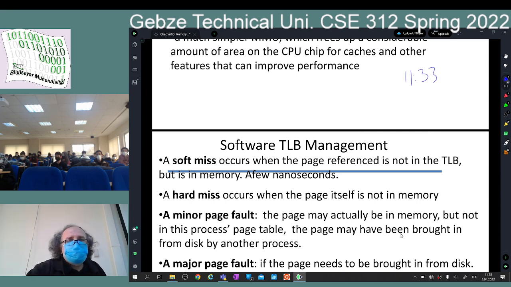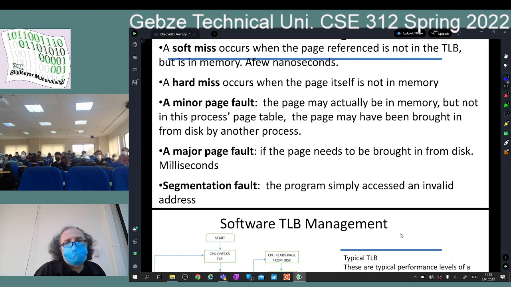Okay. Another term, a minor page fault. Page faults, you know, happen if the page that you are looking for is not in the memory, or if the page that you are looking for is not where you want it to be. So there are a few versions of it. A minor page fault is this: the page may actually be in the memory but not in this process's page table. Remember, each process has its own page table and they share the physical main memory, and the physical main memory will include pages for both processes.